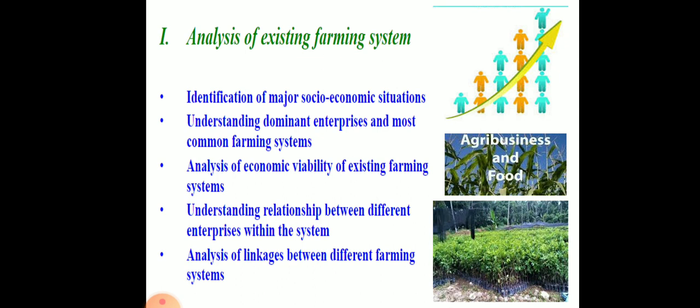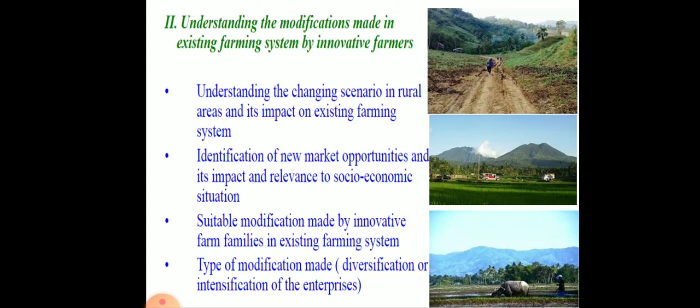Understanding the relationship between different enterprises in the system and the linkages between the farming systems. No? Linkages, partnerships or networks among the system. Okay. Understanding the modifications made in the existing farming system by innovative farmers, because there are some factors or some situations that we need to consider. Understanding the changing scenario in rural areas and its impact on existing farming.